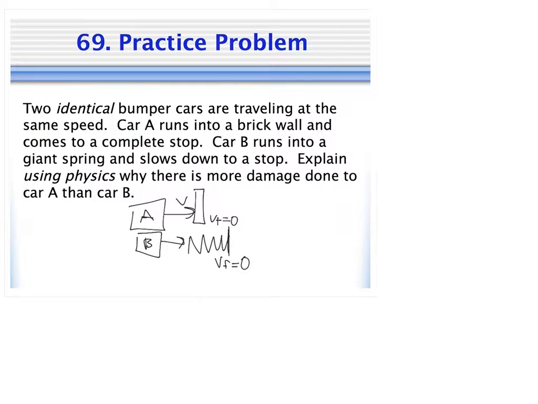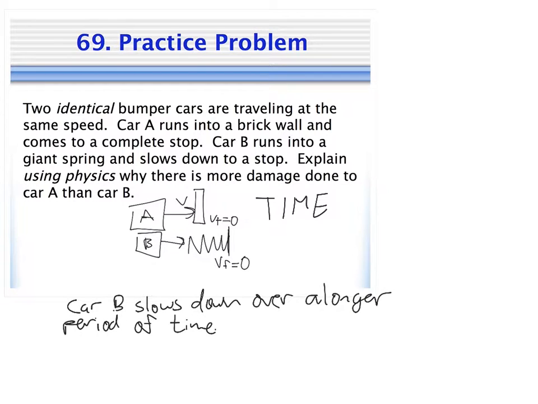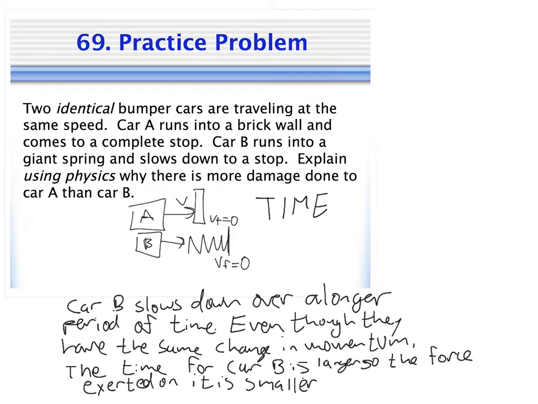So the key word here is time. All right, that really is the key. So I would say that car B slows down over a longer period of time. And even though they have the same change in momentum, the fact that car B slows down over a longer period of time means its force will be smaller. And we can look at our equation here. Delta P equals our average force times our change in time. So if this increases as it does for car B, that average force decreases.